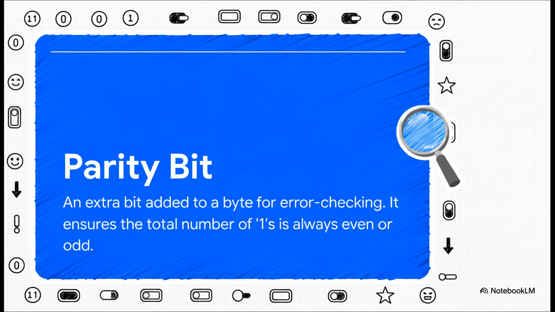But with billions of these bits flying around all the time, how do we make sure there aren't any errors? Well, one simple trick is called a parity bit. It's an extra bit that gets tacked onto a byte purely for proofreading. Its job is to make sure the total number of ones is always even or always odd. That way, the computer can instantly spot if a bit has flipped by mistake. It's a simple but really effective little safety net.